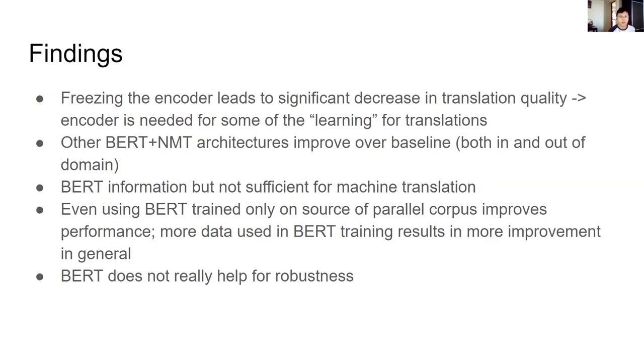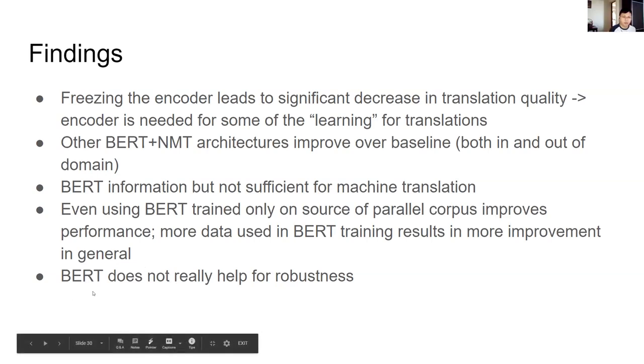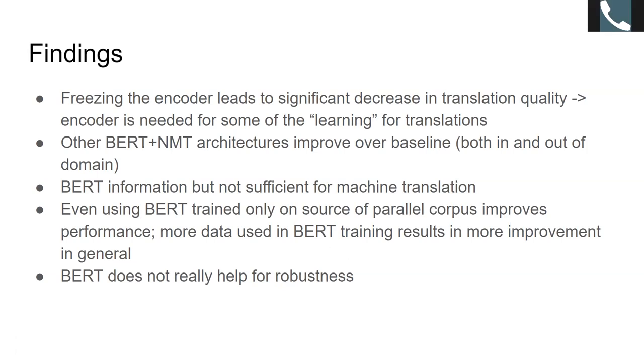So the main findings of the paper is that when you freeze the encoder, the translation quality actually drops significantly. So the hypothesis they have from this is that the encoder is needed for some of the learning for translations. The other two architectures improve over the baseline, both in and out of domain. But they also show from freezing the encoder that the BERT information is necessary but not sufficient for machine translation. They said using more data in BERT training results in more improvement in general. The last point is that they found that in terms of robustness measures, adding BERT does not actually help.